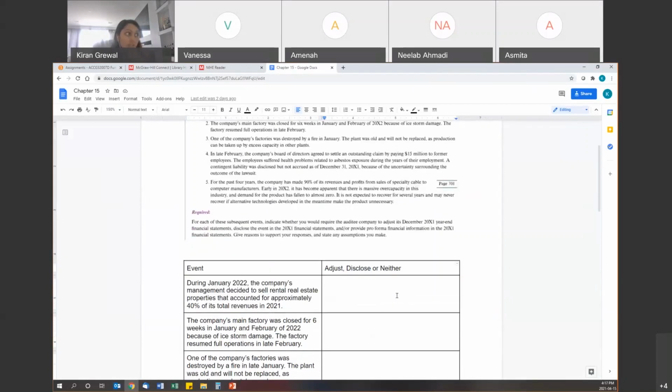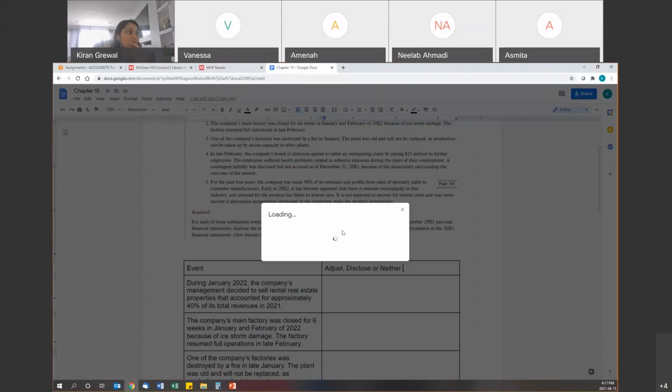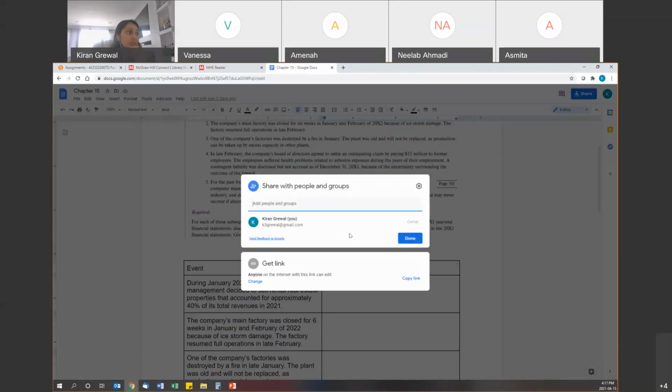Okay. So for the first one, during January 2022, which is after year end, the company's management decided to sell real estate properties that accounted for approximately 40% of its total revenues in 2021. So do you have to go back and adjust the 2021 financial statements for this? Or do you have to disclose on the 2021 financial statements for this? Or do you do none of the above? Okay. So let me share this Google Doc with you guys.